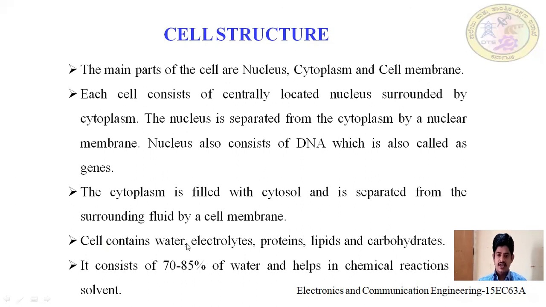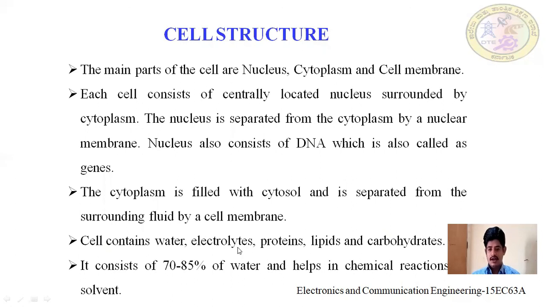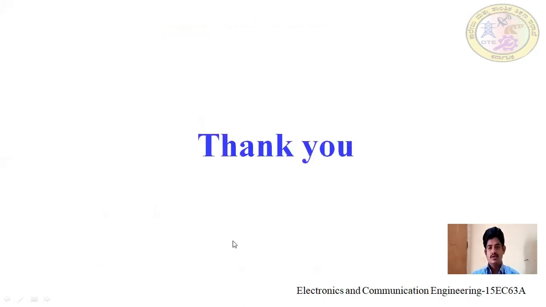Then the cell contains water, electrolytes, proteins, lipids, and carbohydrates. All of these are contained in the cell, and it consists of 70 to 85% water, which helps in chemical reactions as a solvent. So you can imagine the amount of water present in the cell. Each cell has 70 to 85% water. It helps with the chemical reactions, and it acts as a solvent. So this is all about the human cell structure.